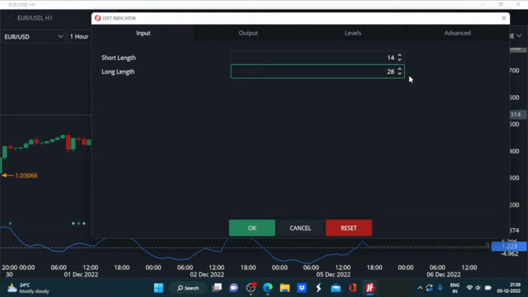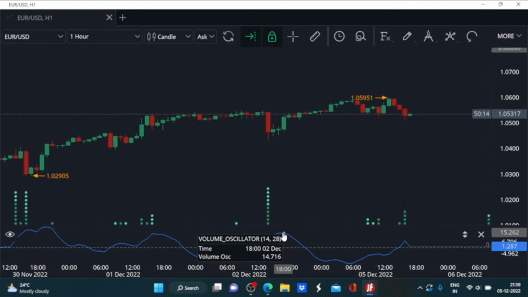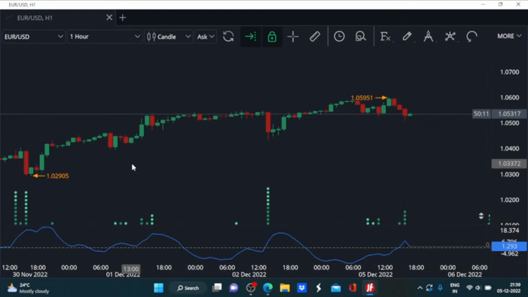It's just that for comparing the short length and long length, you will have to keep the short length lower and the long length higher or larger. That's the point of it. Otherwise you can go for any combination as per your requirement, as per your choice.